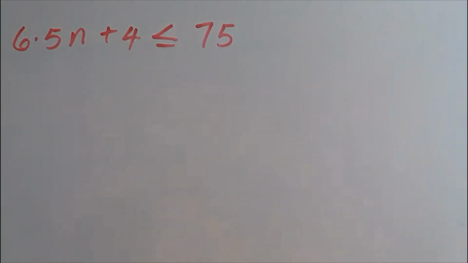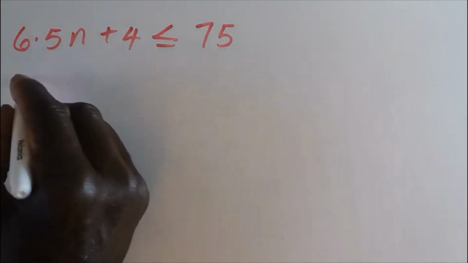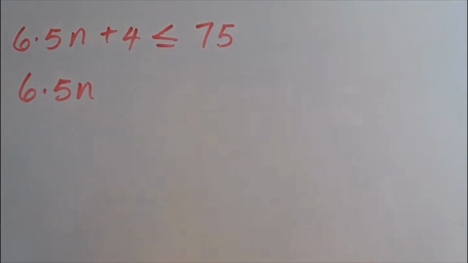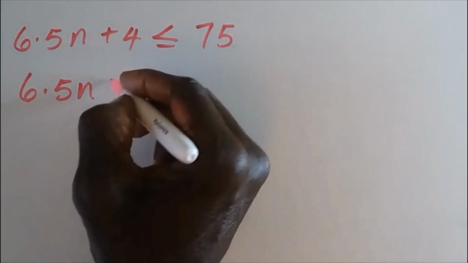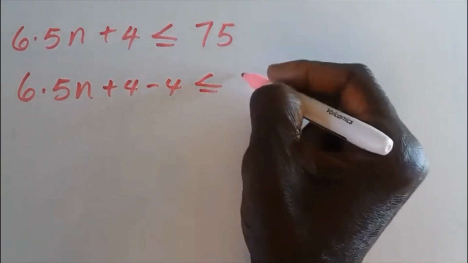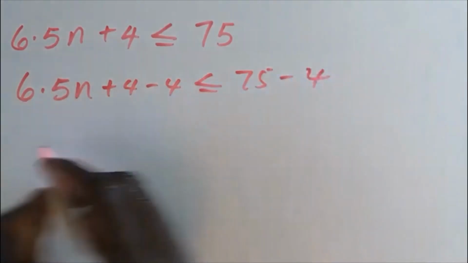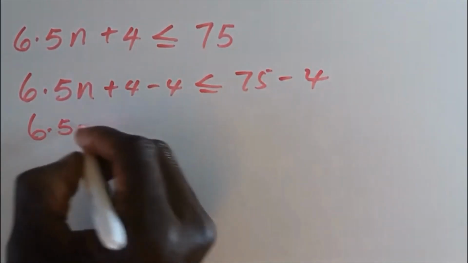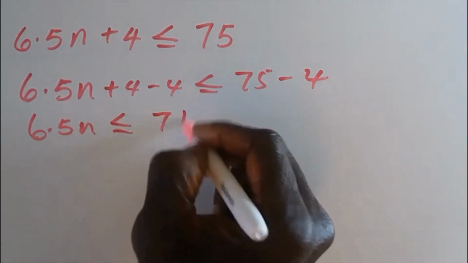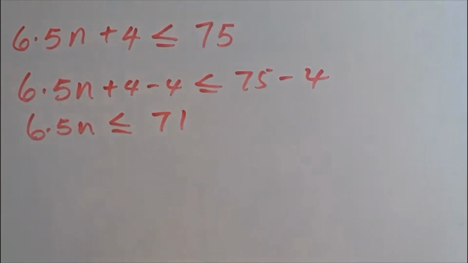Well, we proceed similarly to how we would tackle an equation. So we have 6.5n. First we'll add negative 4 to both sides. So this becomes add 4 minus 4 less than or equal to 1 minus 4. And the result is 6.5n, which is less than or equal to 71. And n represents the number of CDs, the maximum number of CDs that can be bought.